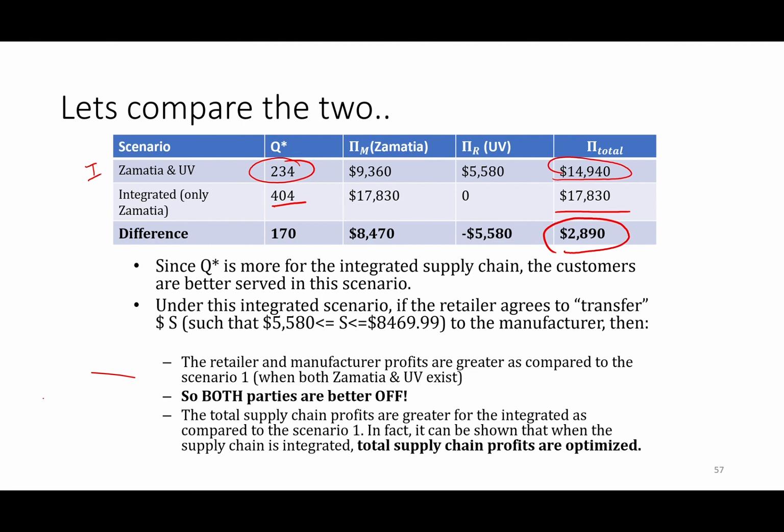But what's the problem here? The problem is the retailer is not making any money, or there is only one party which is making money. You could either say that the manufacturer is making all the money, or you could say the retailer is making all the money, because it's an integrated scenario, right? Because they are both kind of one and the same.